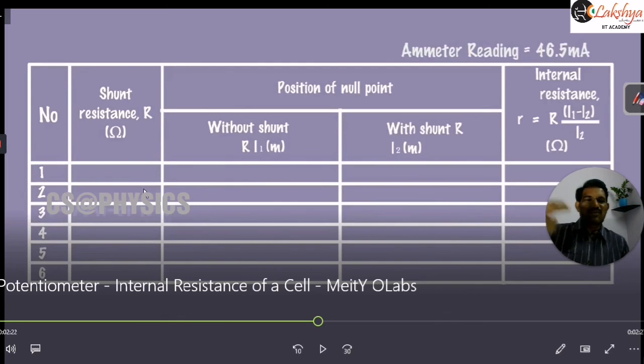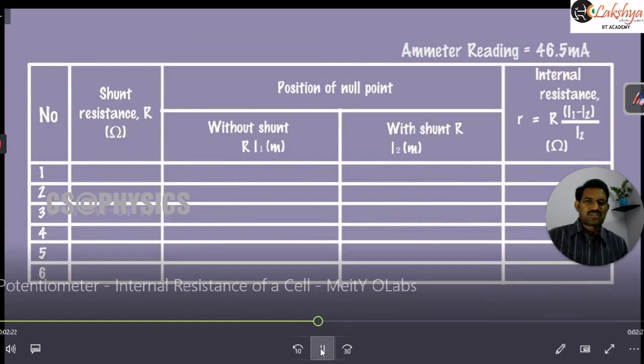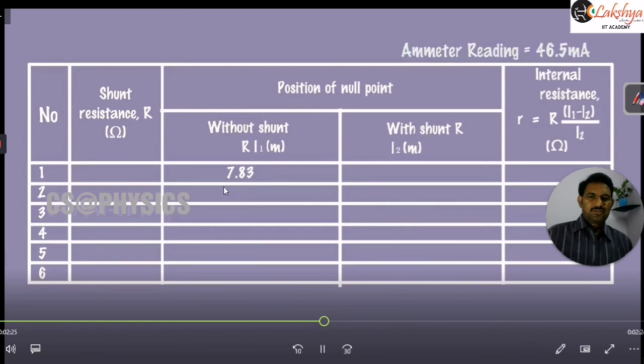Then for the experimental procedure, again we change this shunt resistance. We increase the shunt resistance. Again we find the balancing length without connecting that resistance, and after connecting that resistance, and again we find these values. And finally we take the average values here. That is the procedure. So now, without shunt, we are finding this value.